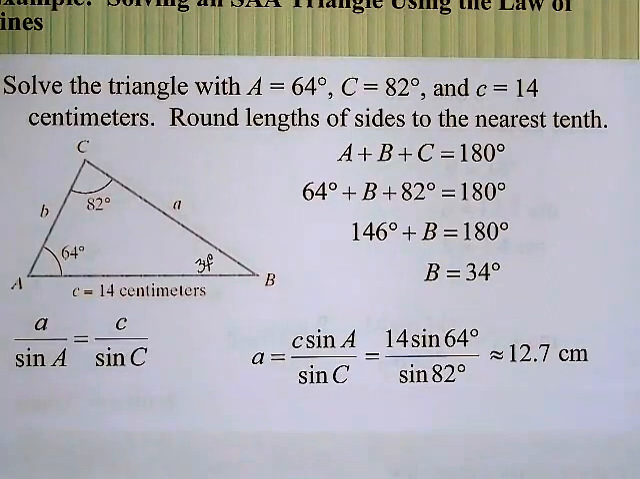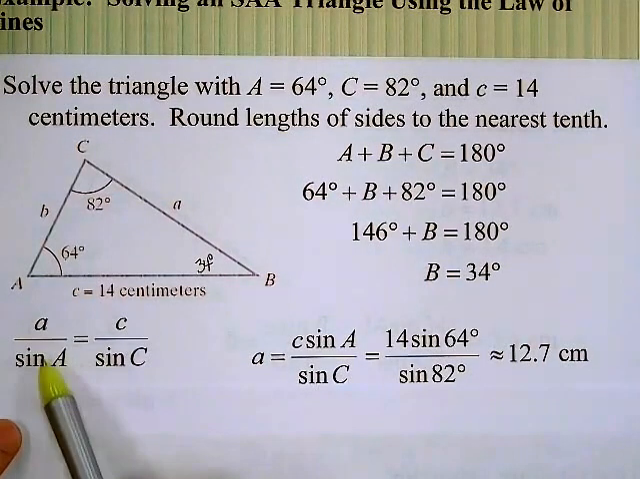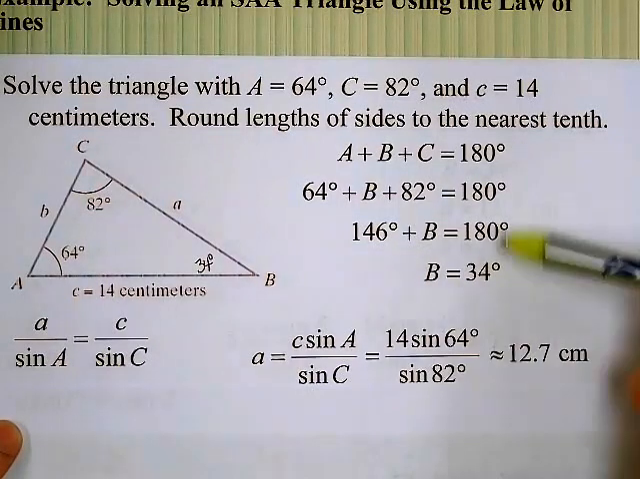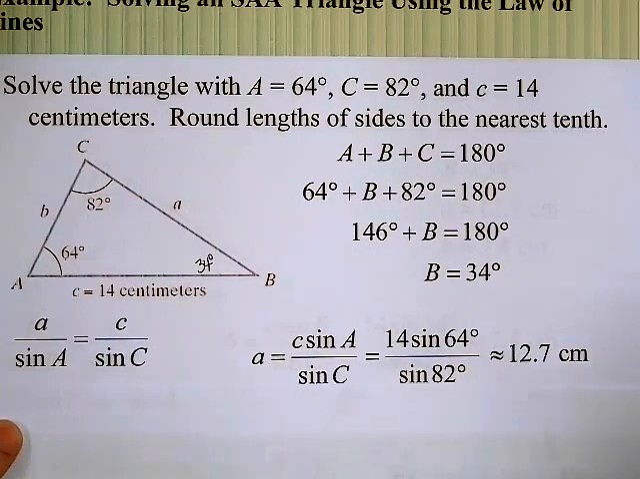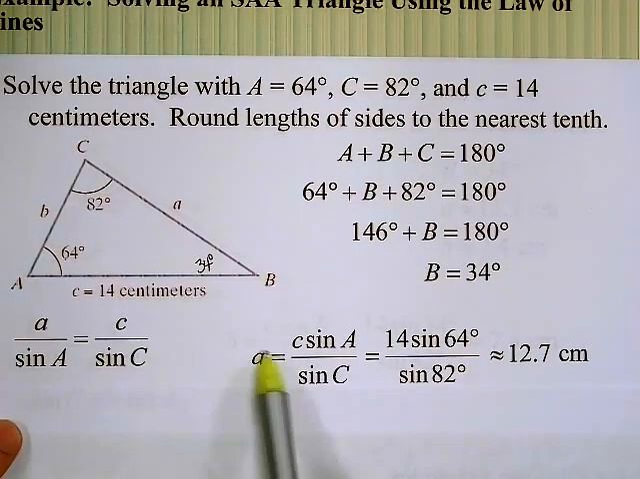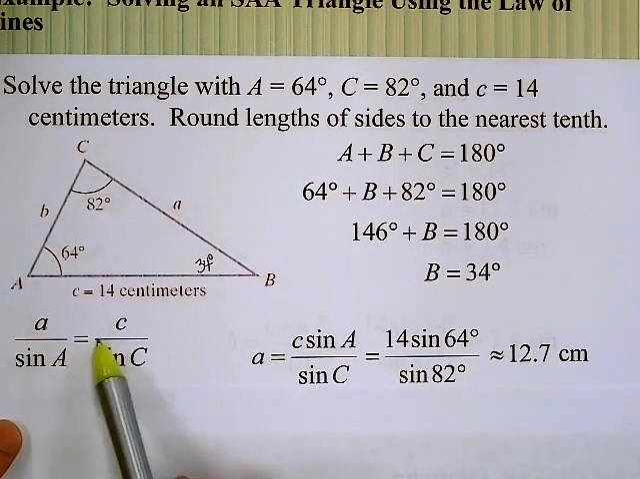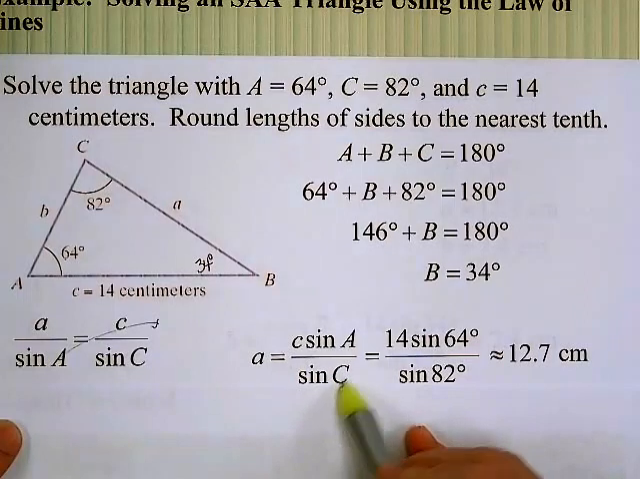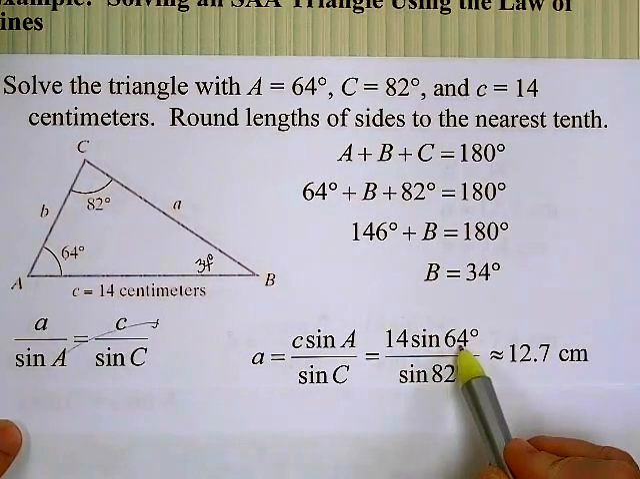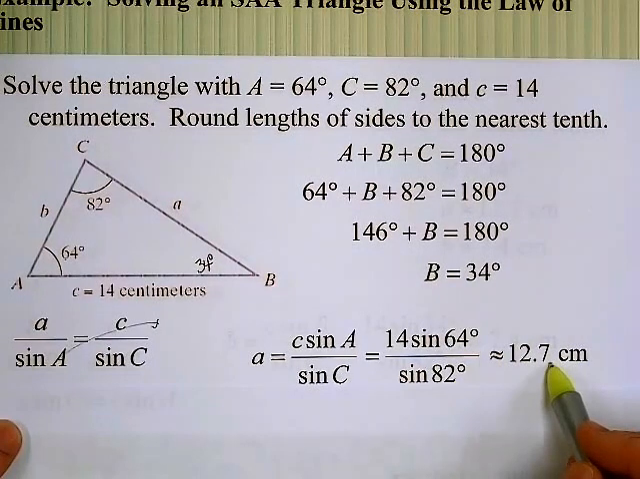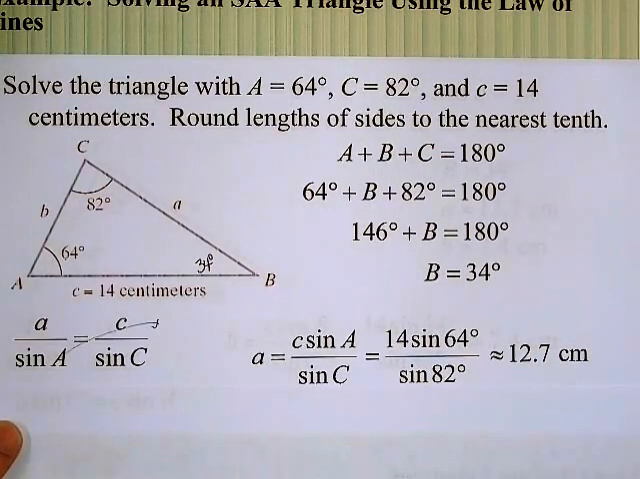We continue on with our ratios. Now we're using a over sine A and c over sine C because those were items that we did not calculate. We calculated B. We didn't make a mistake, but we're better off using numbers they give us than using calculated ones. So we have a over sine A equals c over sine C. So a would equal, if we used cross products, c times the sine of A over the sine of C. We plug in 14 for c, 64 degrees for A, and 82 degrees for C. Do our calculation and we get 12.7 centimeters.